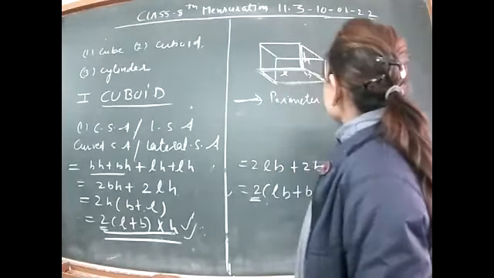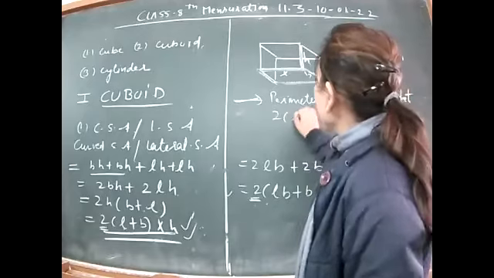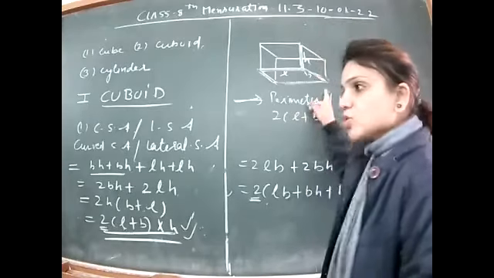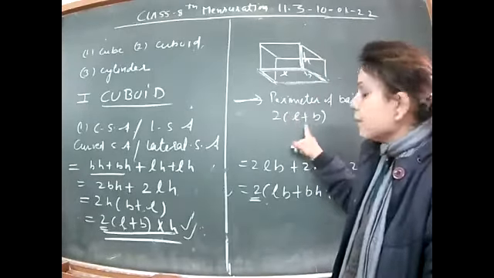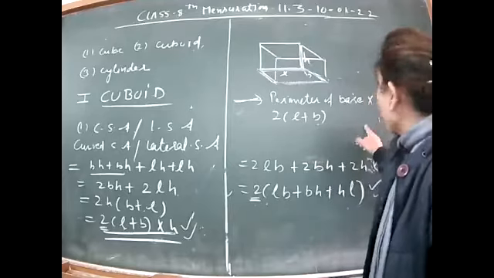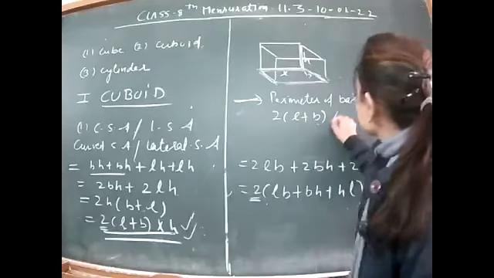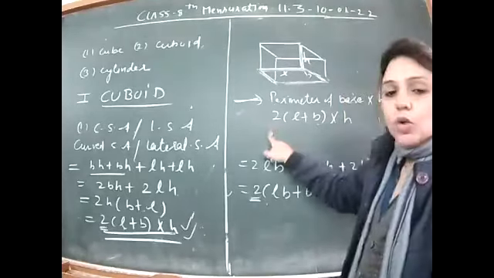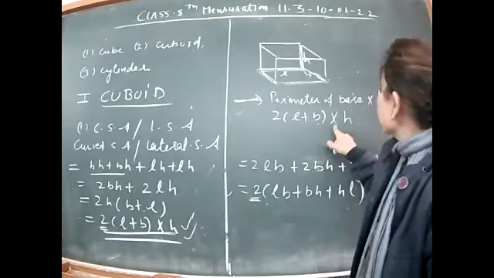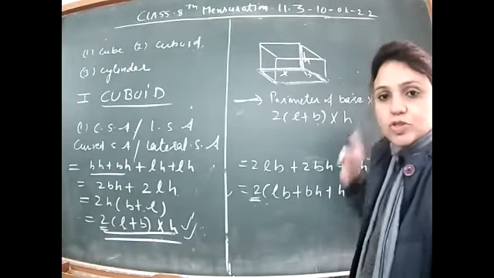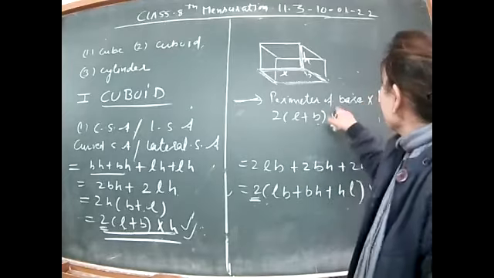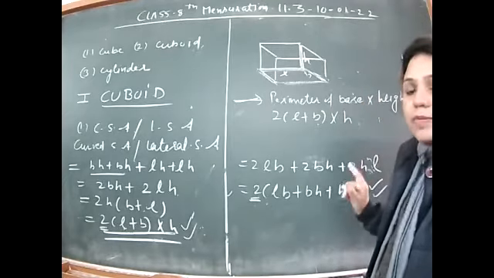So what is the perimeter of the rectangle? 2 into L plus B, right? So I am writing here 2 into (L plus B). Multiply by the height, that means H. This will be H: 2 into (length plus breadth) multiplied by height, that is H, right? Perimeter of the base multiplied by height.